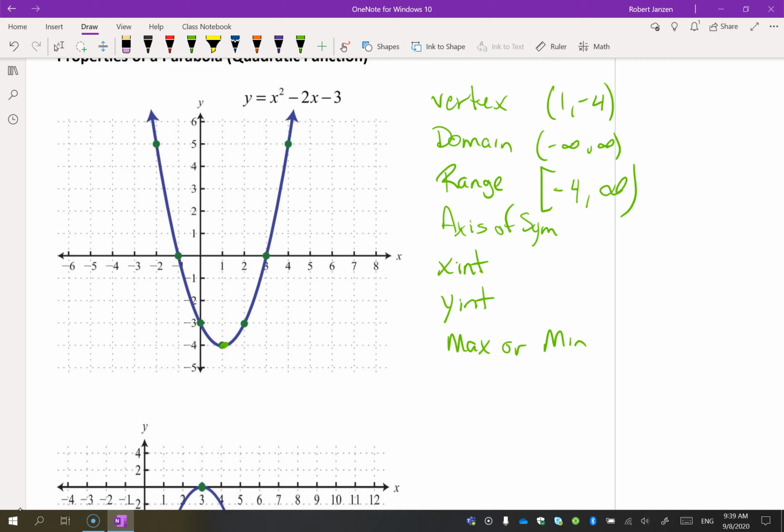Okay, the axis of symmetry. This is the vertical line that goes through the vertex. And that should always be written as an equation. So x = 1.